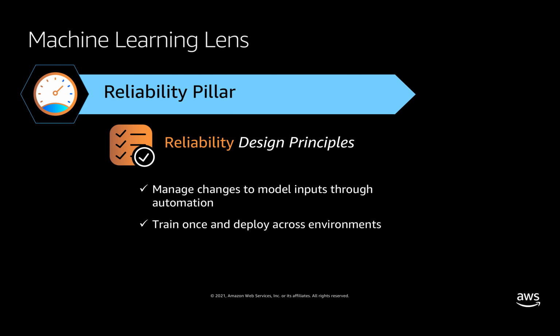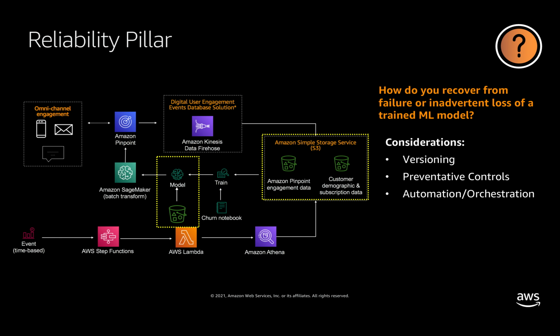Let's take a look at a pillar-specific question within reliability. How do you recover from failure or inadvertent loss of a trained model? This question focuses on the mechanism of providing or protecting inputs and artifacts that would be required to recover in the event of failure or inadvertent loss of that trained model.